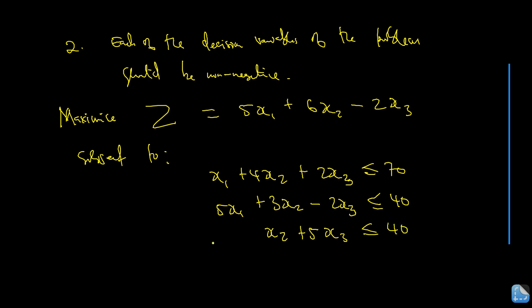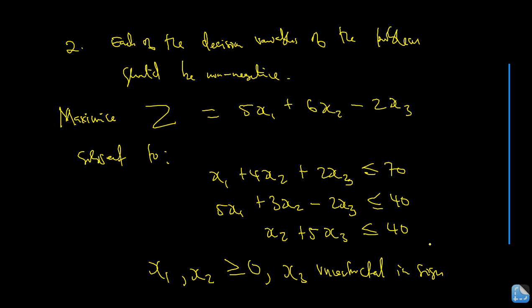And now here is where you will know that you have been given an unrestricted sign, when they tell you that x1, x2 is greater than or equal to 0, and x3 is unrestricted in sign, which means it's a free variable.